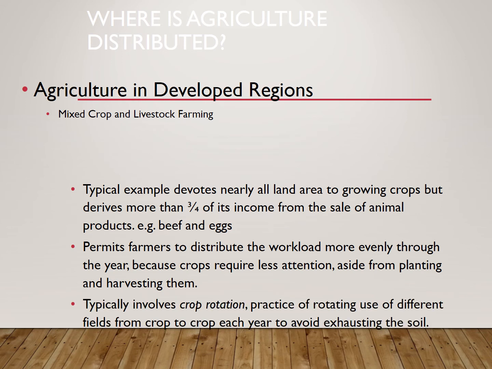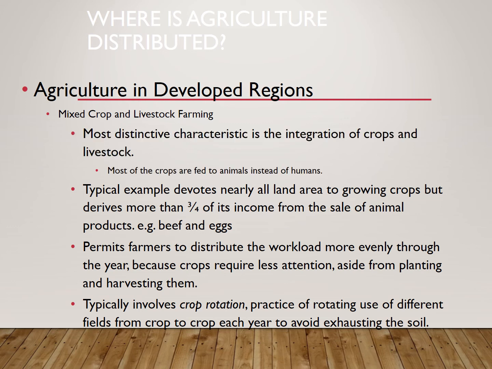This typically involves crop rotation, which is the practice of rotating the use of different fields from crop to crop each year to avoid exhausting the soil. And the thing that makes this so different from other ones is that you have crops and livestock on the same farm, and most of the crops are fed to the animals instead of the humans. So this one makes a lot of sense. It's logical. If you're going to raise animals, why should you pay some other farmer for the food you need for the animals? Grow that corn yourself. Grow that barley yourself.